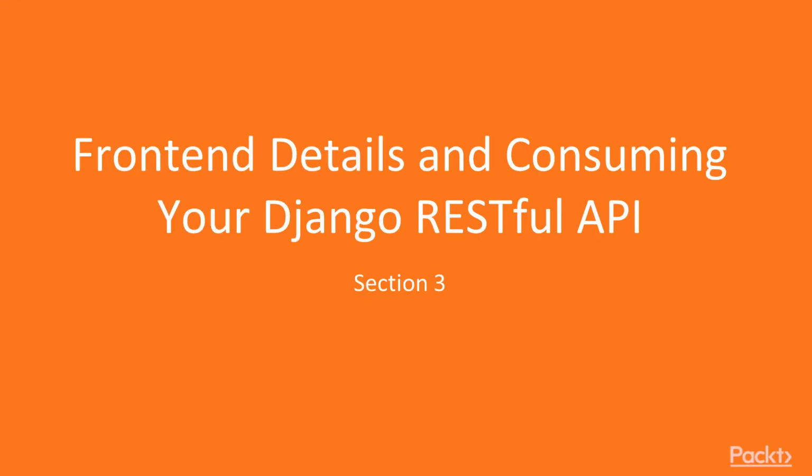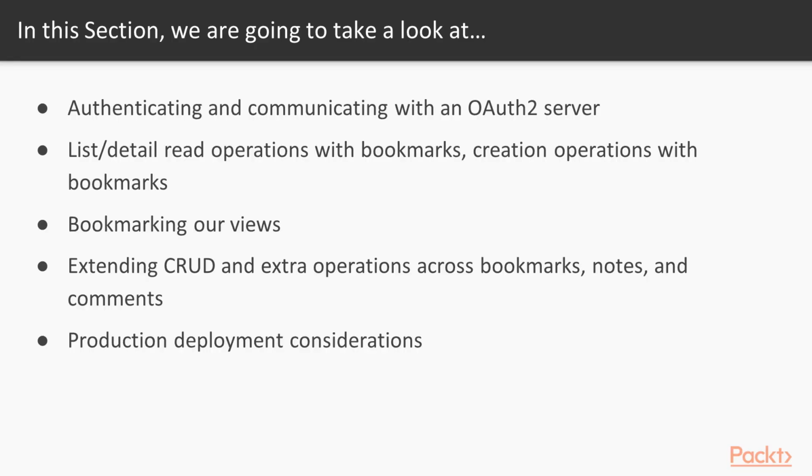Welcome to Section 3. In this section, we'll cover front-end details and consuming your Django RESTful API. We'll consider authenticating and communicating with an OAuth 2 server. We'll look at list detail read operations with bookmarks, create operations with bookmarks.